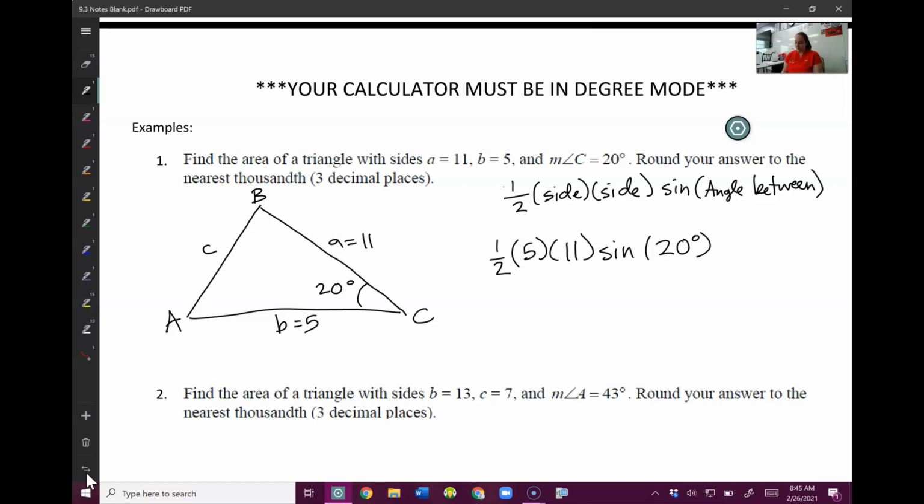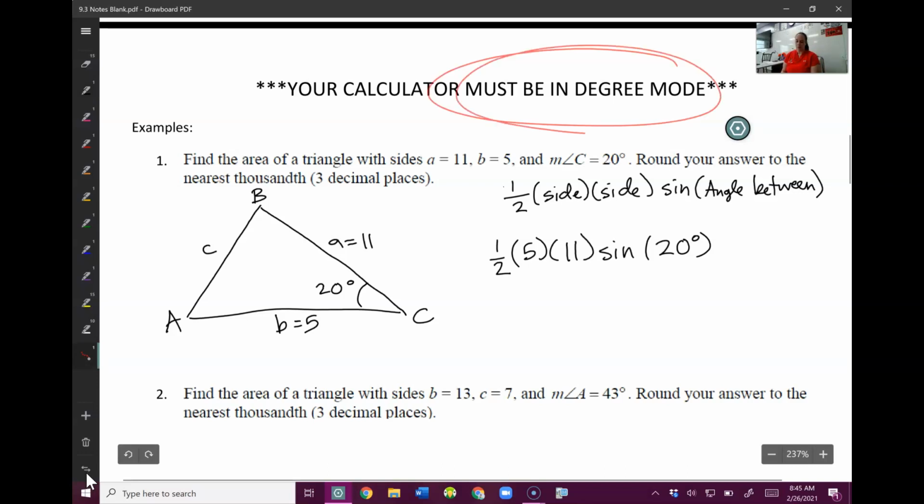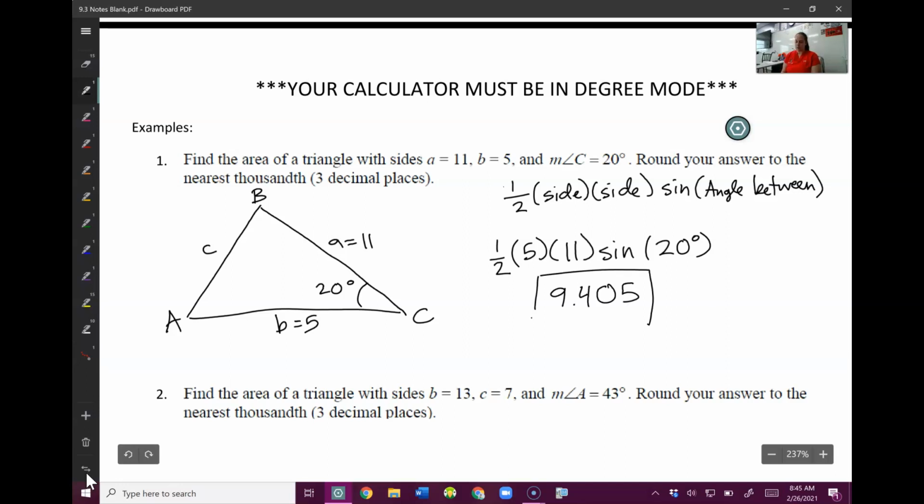And now we just need to type that into our calculator, but be careful that you're in degree mode because your angle is in degrees. And if you type that in, let's go to 3 decimals because that's what we're doing this whole chapter. That should be what you get. And that's how we find the area of a triangle using this equation. That's the one you're going to want to memorize. 1/2 side times side times sine of the angle between the sides.